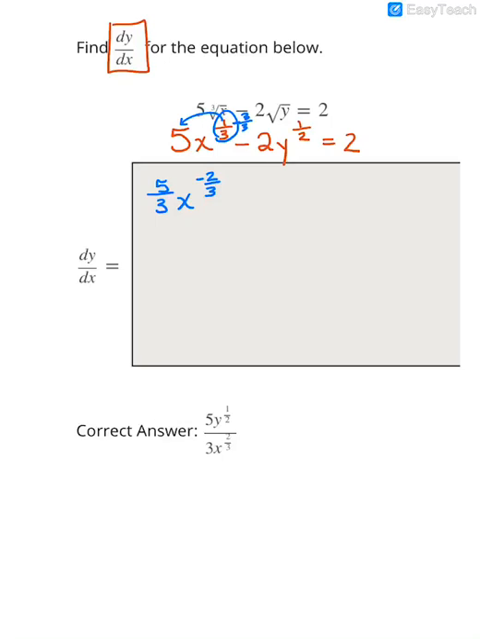All right, on the next term, we've got a minus. Pull the power to the front times the 2. So 2 times 1/2 would just be a 1. And you don't have to show the 1, or you can. It doesn't matter.